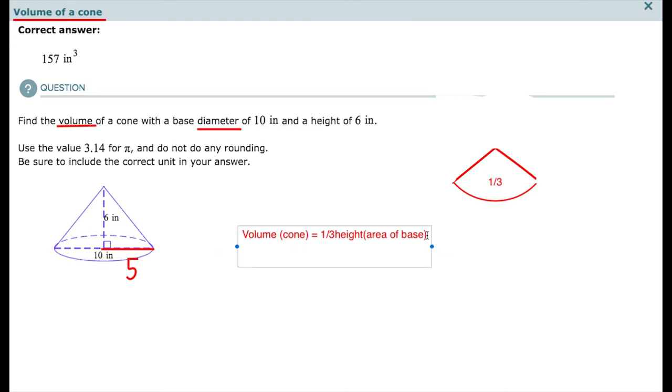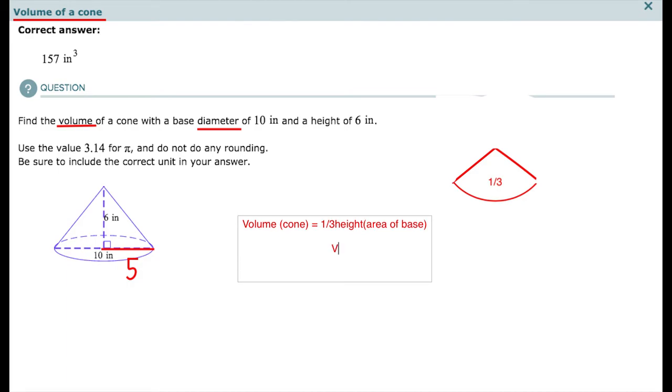So I don't know why this went away, but let's fill it in one more time. So the volume equals 1/3 of the height, which is 6, times the area of the base. And the area of the base is pi times r, the radius is 5, squared.